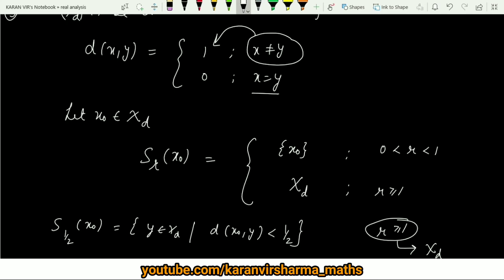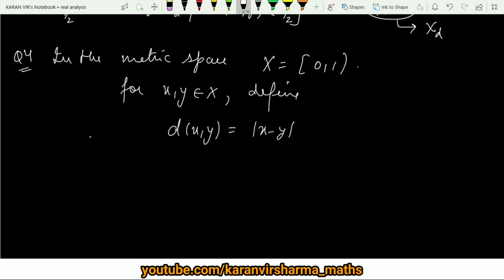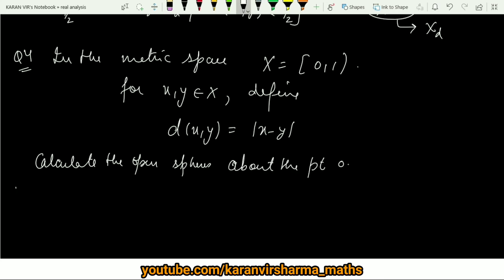I hope you have understood this example. Now my next example is in the metric space X, which is [0, 1), where x and y are coming from X. I have defined d(x, y) as |x - y|. Now the question is to calculate the open spheres about the point 0. So when it is mentioned that we have to calculate about the point 0, that is x0 is nothing but 0. So what we are asked is S(0, r), with some radius r.